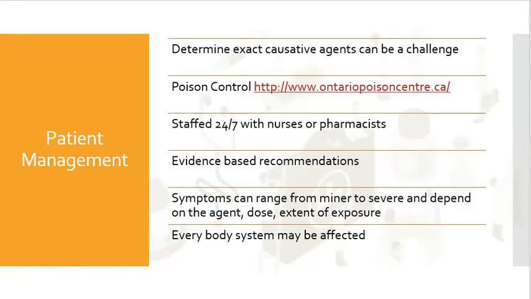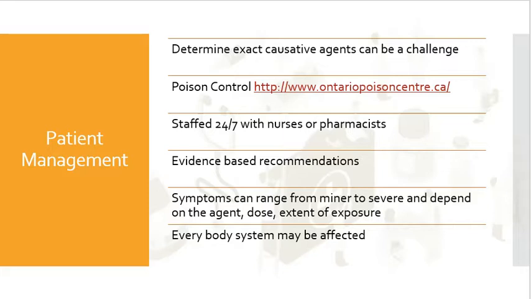Determining the exact agent or agents involved in a toxicological emergency can be challenging due to the large number of potentially toxic substances. Poison control centers are an excellent resource for information on various drugs, potential toxicity, patient assessment, and management. I have included the poison control website here. They are staffed 24/7 with nurses or pharmacists, and they provide evidence-based recommendations to nurses.